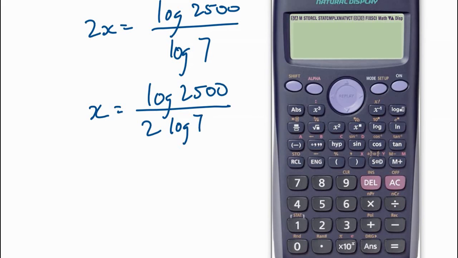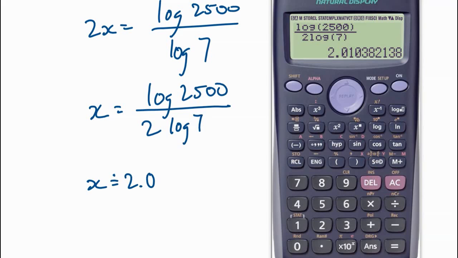And then I punch it into my calculator. Log of 2500 divided by 2 log 7. I have noticed on these calculators, when you have a fraction, if you don't close the bracket, it will give you an error. So you got to close the bracket, because normally you don't have to, right? But 2.0.